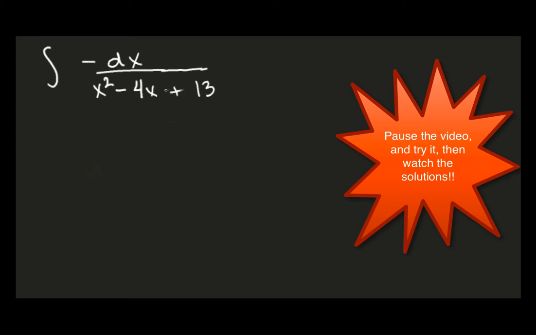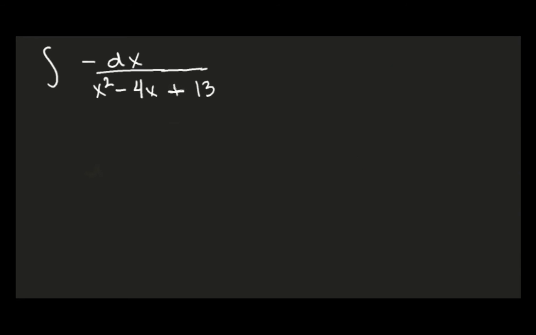So at first glance, it looks like a nightmare because you can't do u sub. You can't do it separately. There's no long division to be done, right? And then you're like, okay, well, let me try by parts. Well, that's not going to work. Well, how about partial fractions? Can we factor this denominator? Are there any factors of 13 that add up to negative 4? No, there aren't, are there?